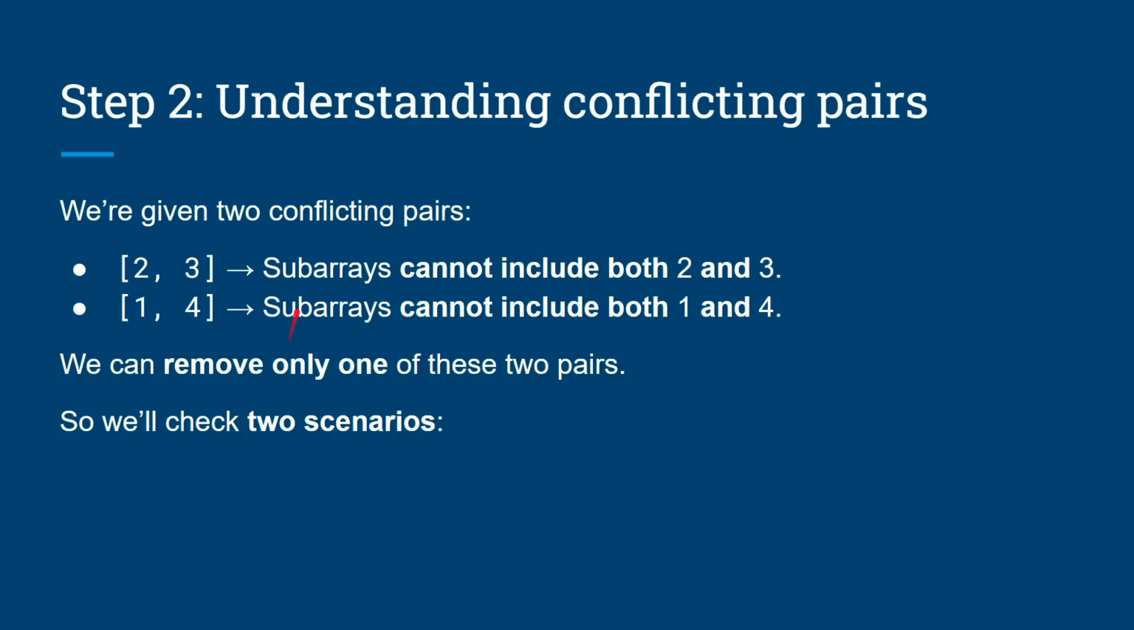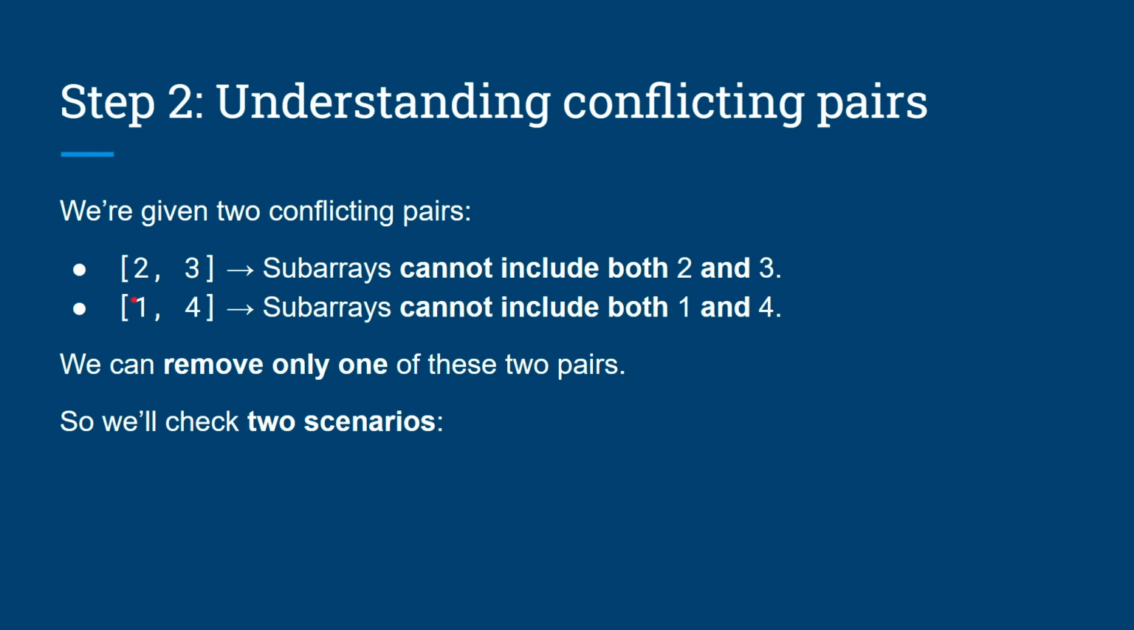Now understand the conflicting pairs. We are given two conflicting pairs. The very first is 2 3, and then we have 1 4. When we take 2 3, it means the subarray cannot include both 2 and 3, A and B, right? Remember the question was saying A and B. If a pair contains A and B, both should not be in the subarrays. Similarly, the other pair 1 4 should not be in the subarrays. We can remove only one of these two pairs. We will not remove both of them, because if we remove both, nothing will stay, right?